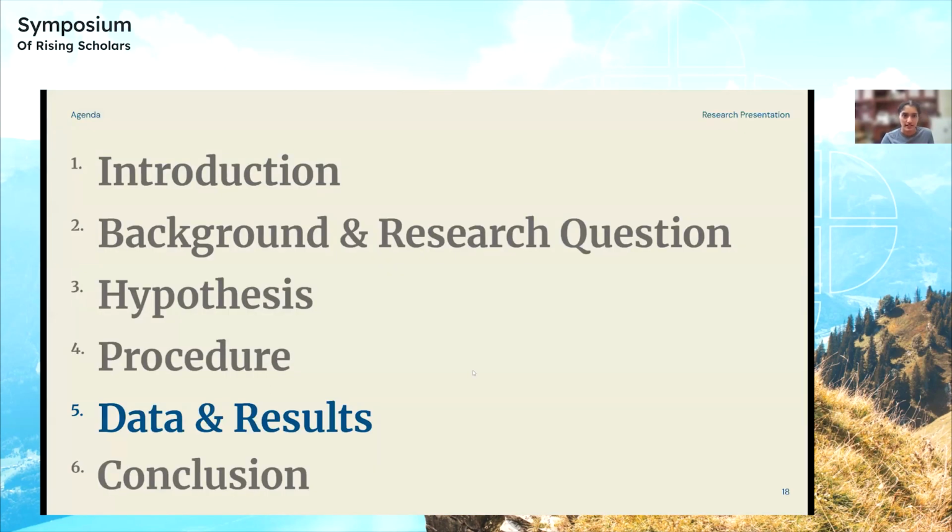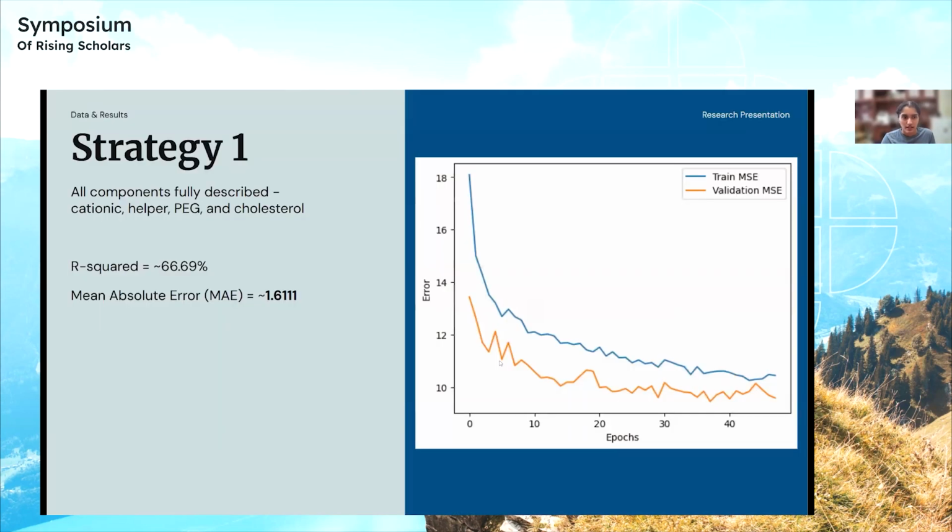So now moving on to the data and results. After I fully trained all these models, these are the metrics that I used. I studied the R squared, which is essentially how related or how correlated the two variables are, and then the mean error. The lower it is, the better, which means the model is more accurate.